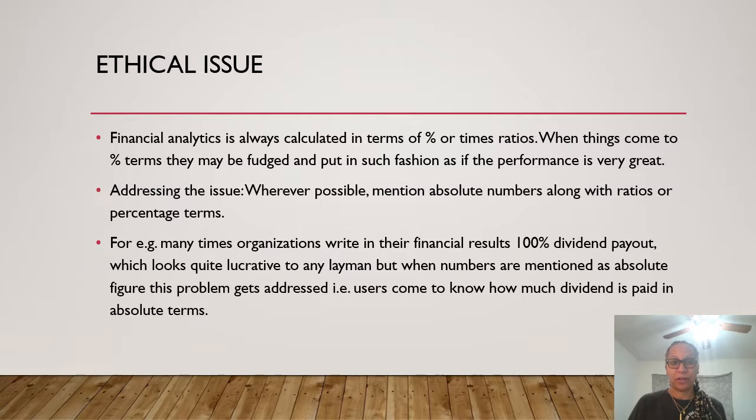Financial analytics is always calculated in terms of a percentage or times ratio. When things come to percentage terms, they may be fudged and put in such a fashion as if the performance is very great. So wherever possible, mentioning absolute numbers along with ratios or percentage terms would be the best way to address that issue. For example, many times organizations write in their financial results 100% dividend payout, which looks quite lucrative to any layman, but when the numbers are mentioned as an absolute figure, this problem gets addressed, and users come to know how much the dividend is actually paid in absolute terms.